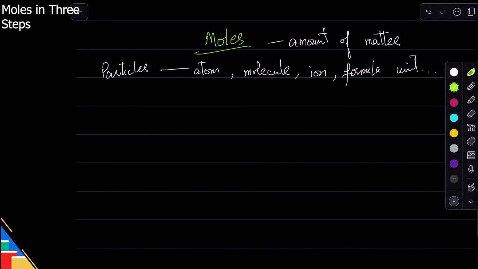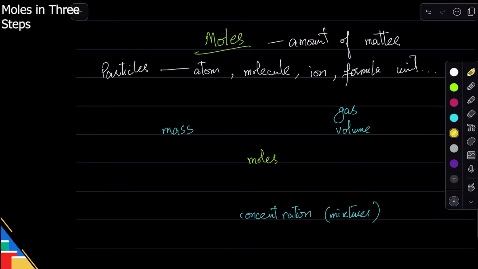Okay, how do humans measure? Humans use three main things to measure stuff. We use mass as one way to measure stuff. We also use volume as one way. And similarly, we also use concentration as another way. Of course, there are different things that we measure using these. Volume, for example, we prefer for gases. And concentration, we prefer for mixtures, when you have solutions. Now, all of these can be connected to moles. How? Through division or multiplication.